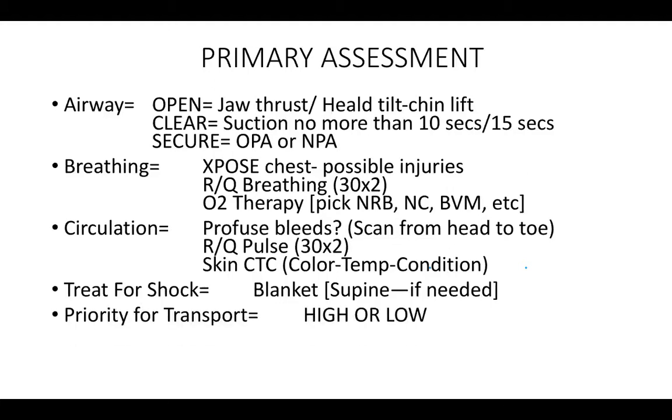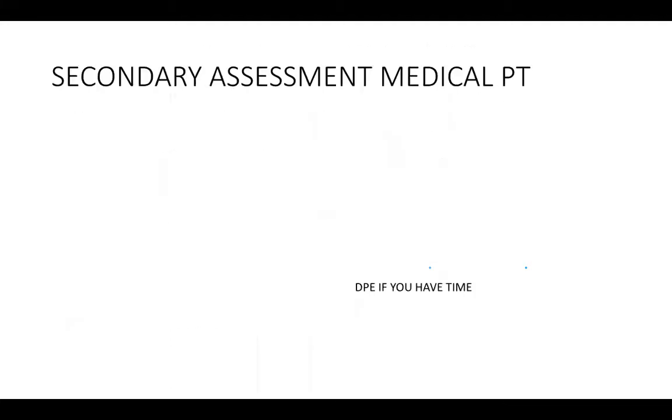And last but not least, the P, priority for transport. Are they a high or low priority? If they're experiencing a lot of instability and they have a poor general impression, then they're most likely going to be a high priority patient. If they have problems with the airway, breathing, or circulation, then they're most likely going to be a high priority patient. If there are apparent life threats or if they have significant MOI, mechanism of injury, then they're probably going to be a high priority patient.